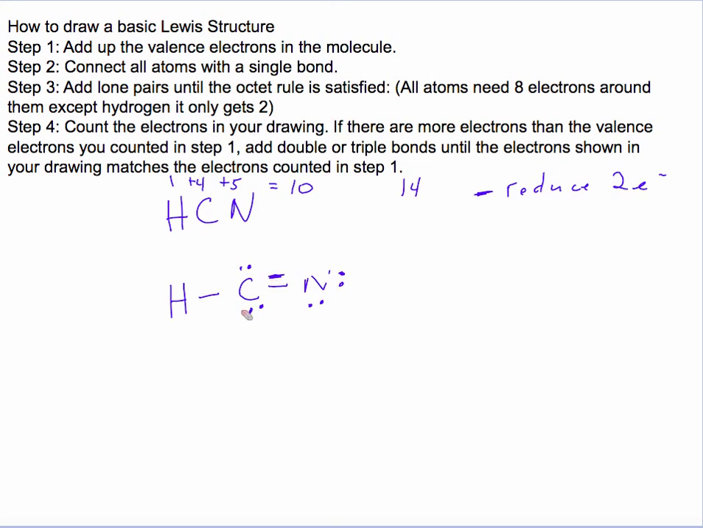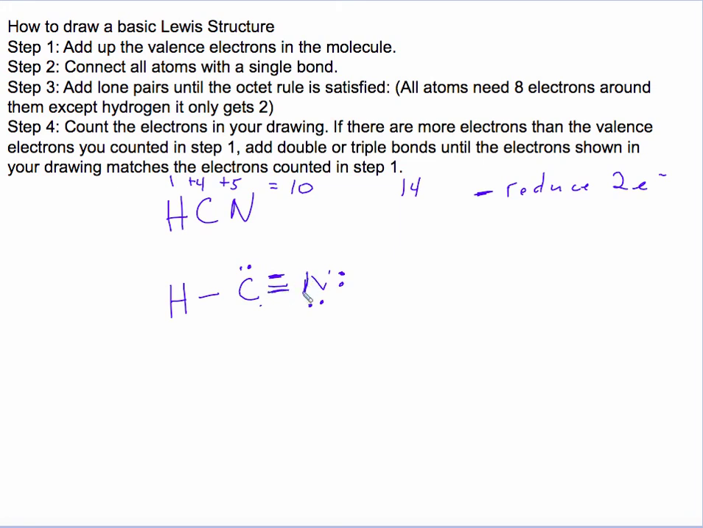All right, now that has 2, 4, 6, 8 around nitrogen, but I got 10 around carbon, so I need to erase a pair there. All right. Now, if I count 2, 4, 6, 8, 10, 12, that's still not 10. I need to reduce by 2 more. So I need to add a triple bond. Now, one thing, you can never do a double bond or triple bond with hydrogen. Hydrogen forms one bond, it never doubles or triple bonds.